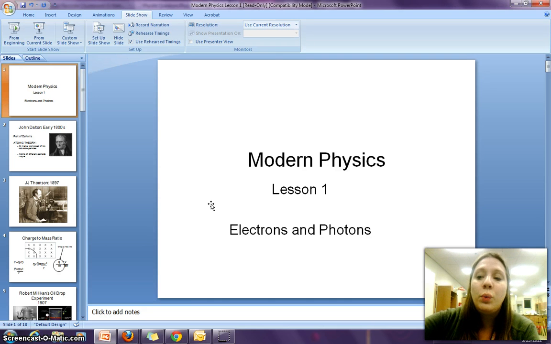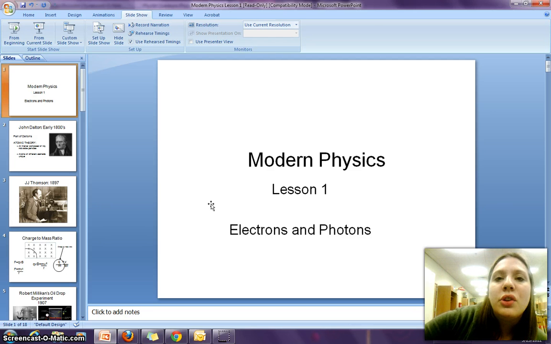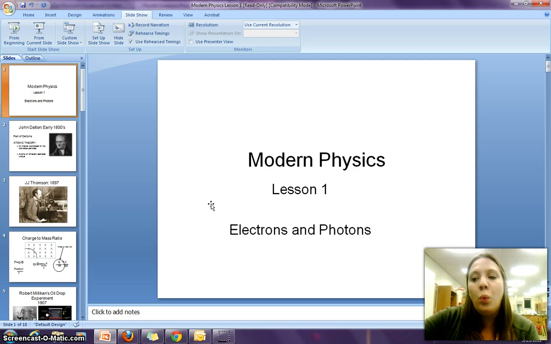So in the previous unit, we were looking at the wave properties of light. So we studied reflection, diffraction, interference, okay, which are all wave properties. And we looked at experiments that proved that light had wave properties, okay.